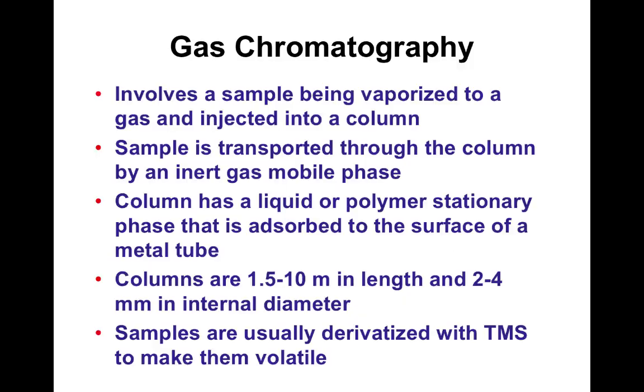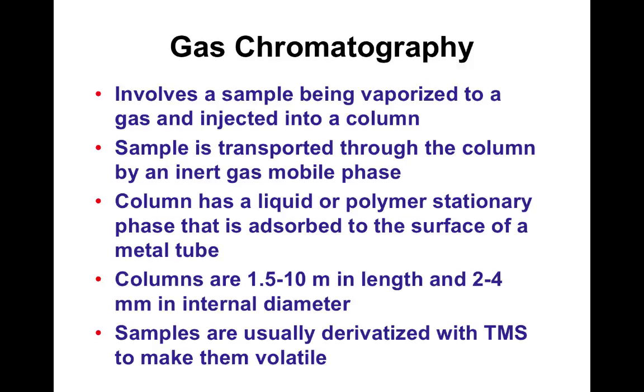Anyways, gas chromatography requires that the sample has to be vaporized to a gas, and that's its main limitation. Most things in our bodies are not that volatile. But if you can make them volatile, then you can use gas chromatography. They're injected into a column, but rather than using a liquid as a mobile phase, the gas, an inert gas, usually argon, is the mobile phase.